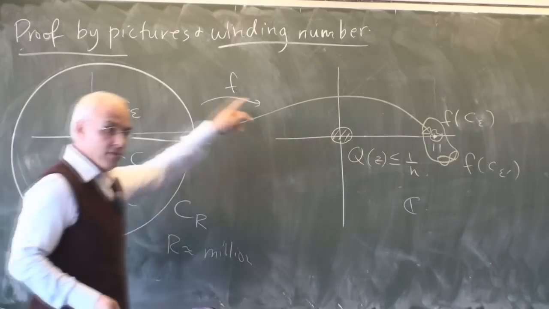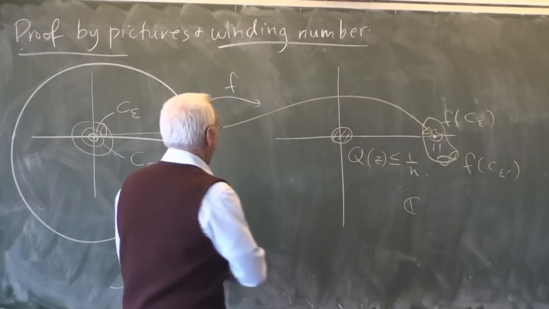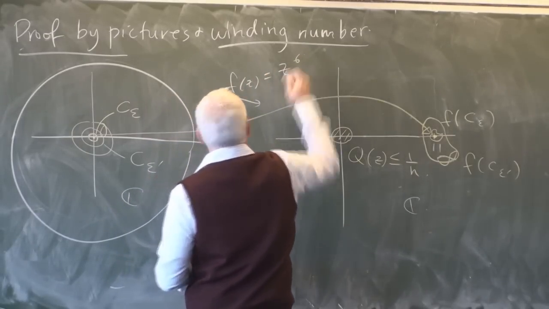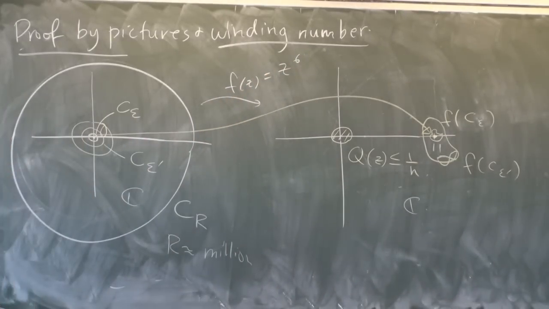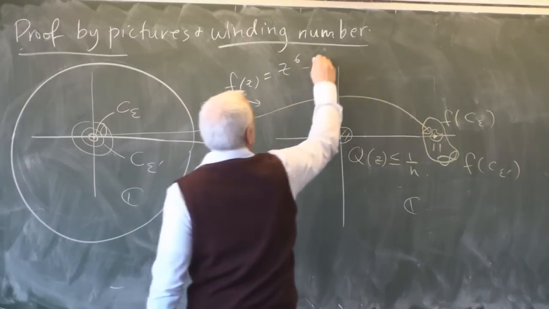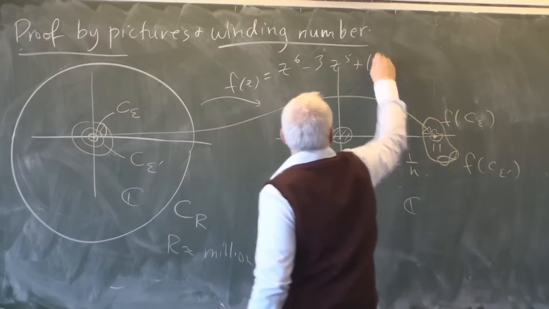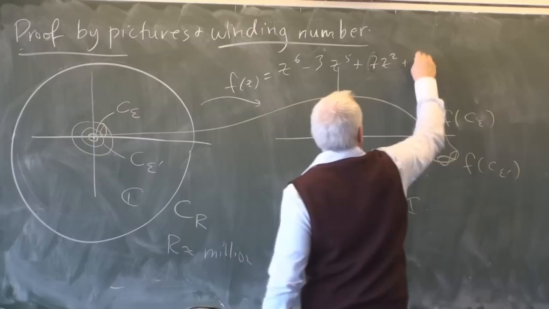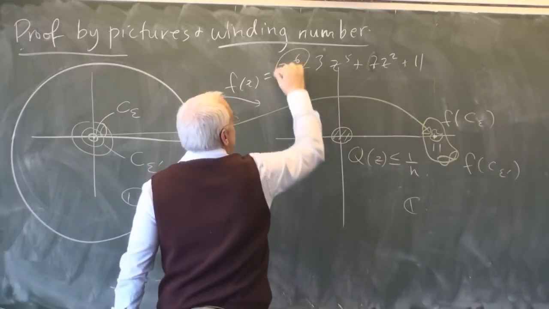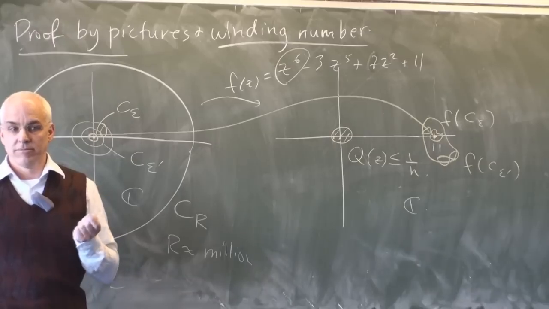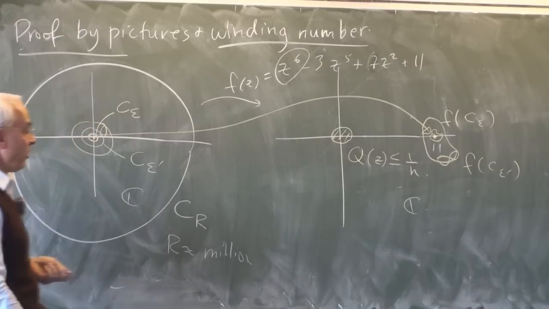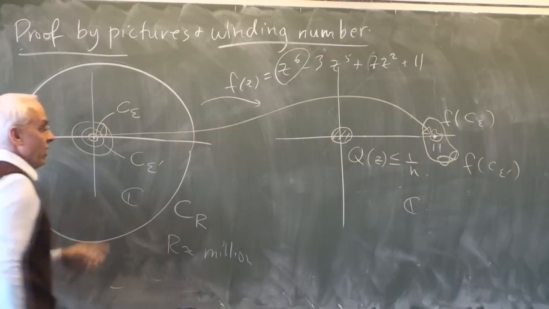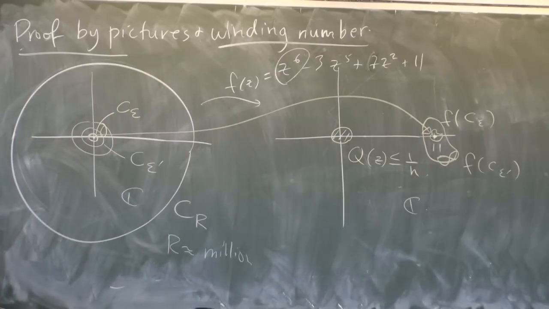Okay, what do we know about its image under this map? Well, the particular polynomial that I was looking at was something like z to the 6 minus 3 z to the 5th plus 7 z squared plus 11. It doesn't matter what this is, but this degree we know is at least 1, because we're assuming it's a non-constant polynomial. So the question is, what happens to this circle under this polynomial?